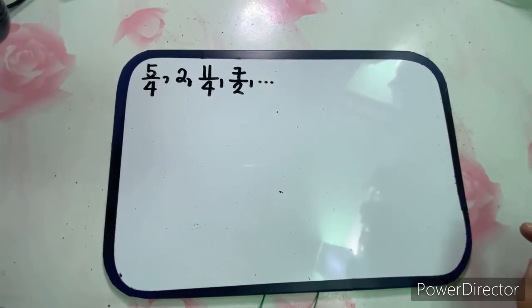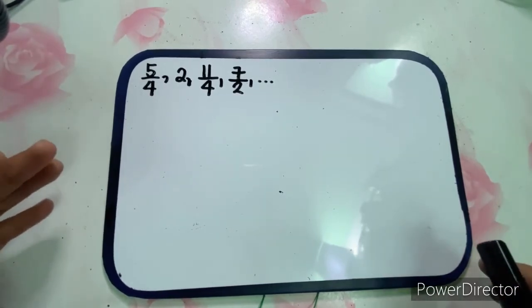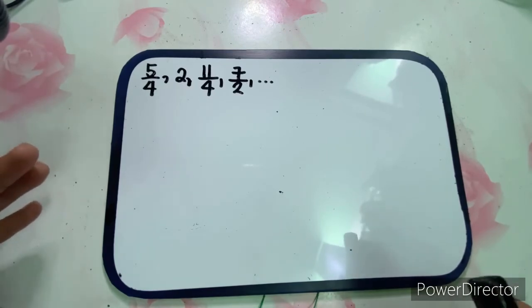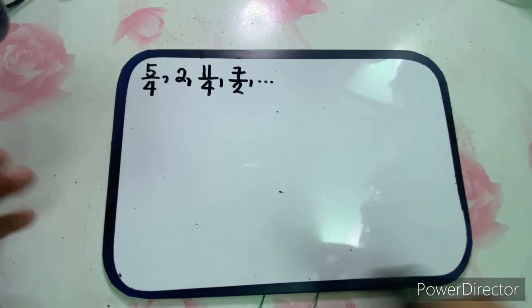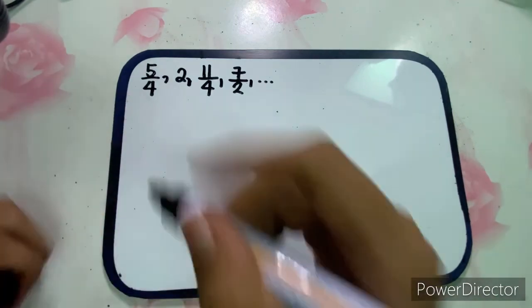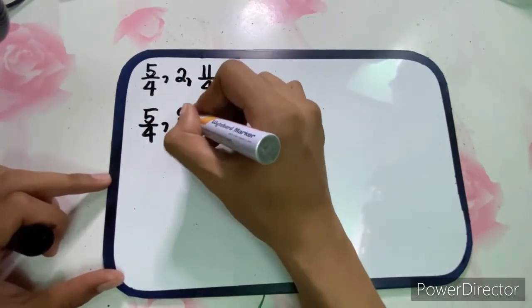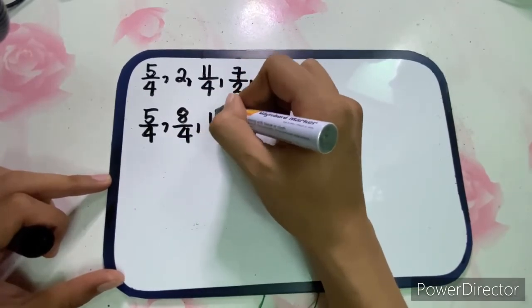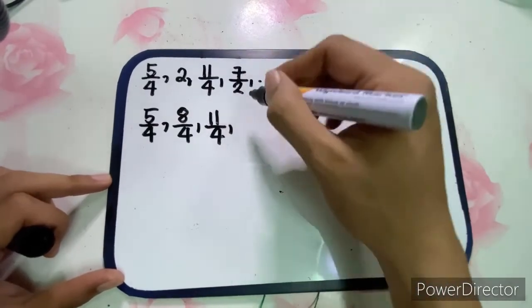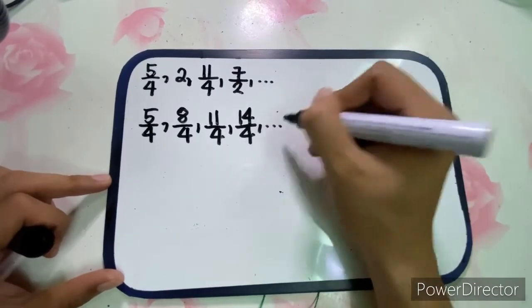Okay, let's have the third example. 5 over 4, 2, 11 over 4, 7 over 2. If you notice, they are not in the similar fraction form, okay? So let's make this one into similar fractions. Our base is 4. So 5 over 4, comma, 2 is 8 over 4, right? Because 8 divided by 4 is 2. Then copy 11 over 4. Then 7 over 2 is the reduced form of 14 over 4, right?